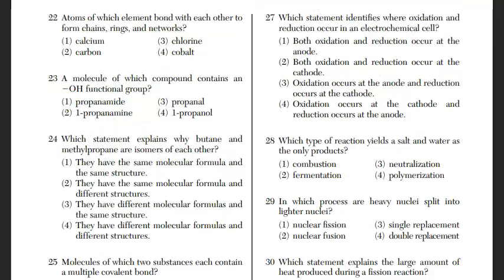For question 27, which statement identifies where oxidation and reduction occur in an electrochemical cell? Well, there's a couple of things you need to know, and I'm sure your teacher went through this with you. Oxidation is the loss of electrons, reduction is the gain, right? Leo the lion goes grr is the way that typically we try to remember it. Loss of electrons, oxidation. Gain of electrons is reduction. Now, they're not going to occur both at the same electrode. Okay, so we can cross those out.